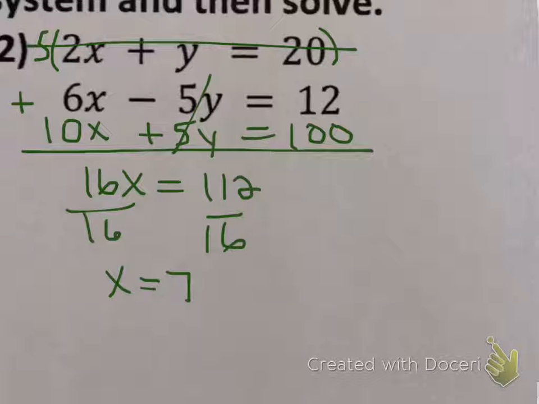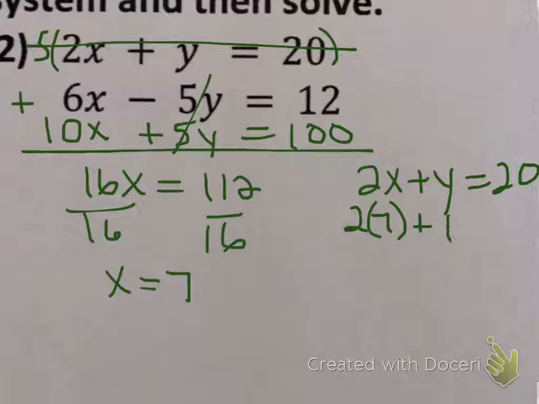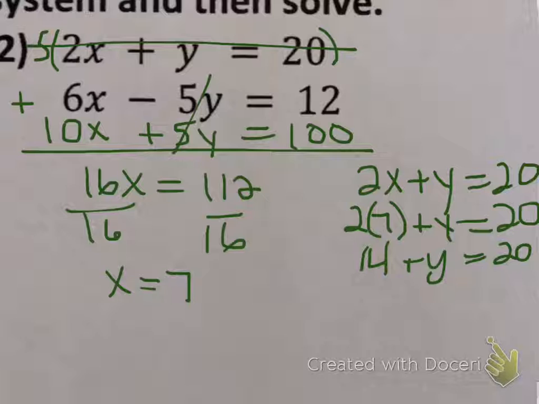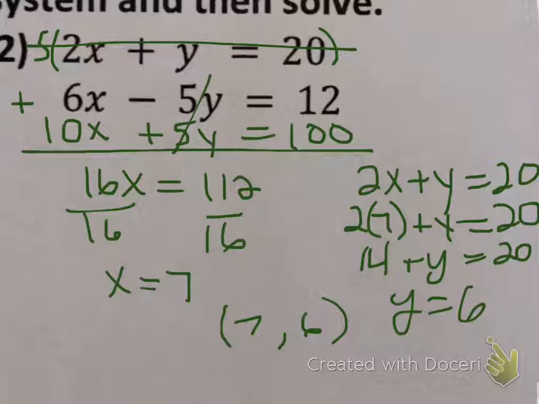I'm not done yet though. I do have to substitute that 7 back into one of the two original equations. So I'm just going to rewrite that top equation down and substitute 7 in place of the x. So I'd have 2 times 7 plus y equals 20. So I'd have 14 plus y equals 20. And you can tell already that the number is going to be 6, but subtract 14 from both sides and you get y equals 6. So your ordered pair for this answer is 7, 6.